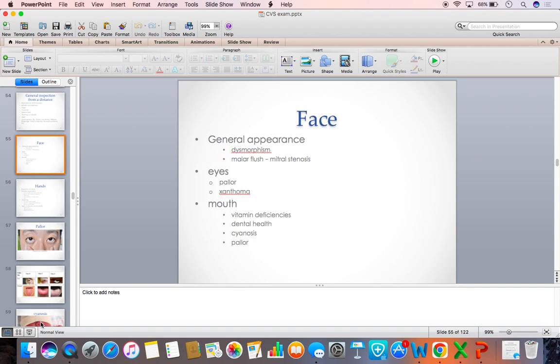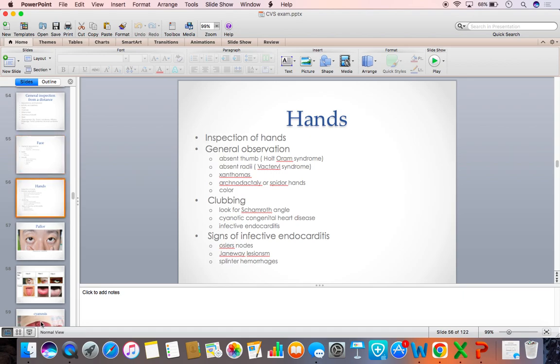Look at the eyes for the presence of pallor and xanthomas, and examine the mouth for the presence of vitamin deficiencies, dental health, and presence of cyanosis and pallor. Examine the hands. Look for absent thumb in Holt-Oram syndrome, absent radii, and presence of xanthomas, and the color of the hands. Pallor again indicates the presence of severe anemia.